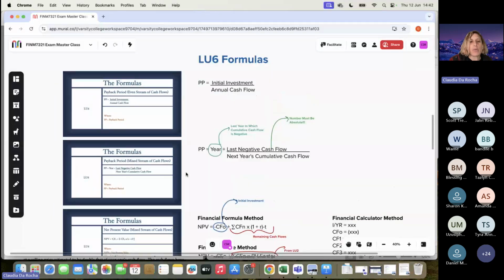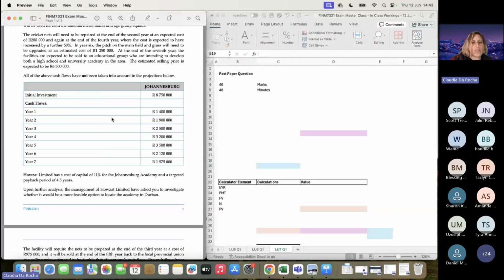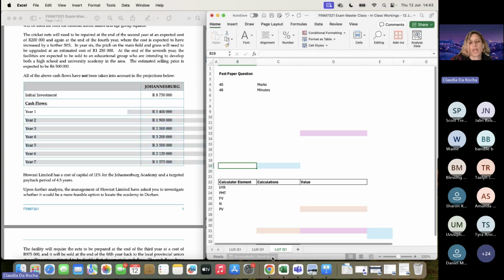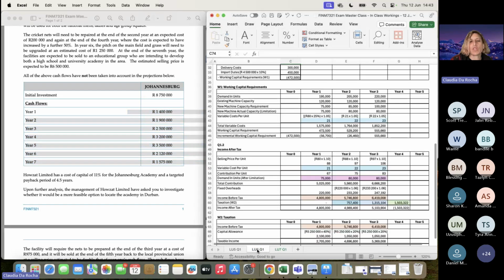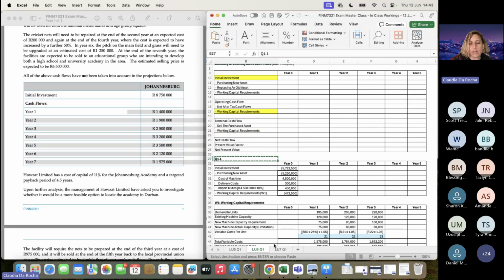Remember, we've got either an even stream of cash flows or a mixed stream of cash flows, one or the other. So how do we know this? We have to actually look at the question. If we look at these cash flows, we can see they are not the same. Therefore, we are doing a mixed stream of cash flows, which means we have to use the second formula.